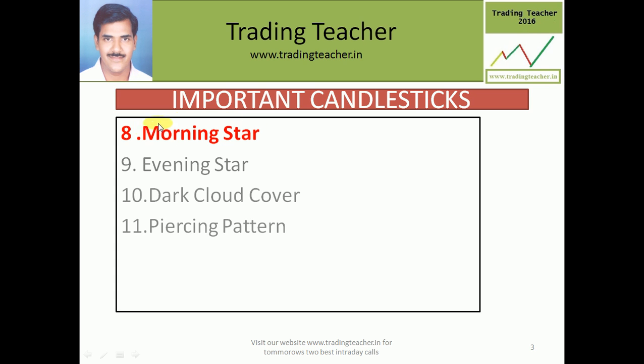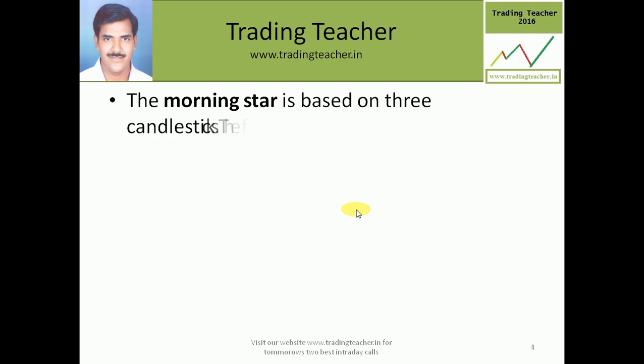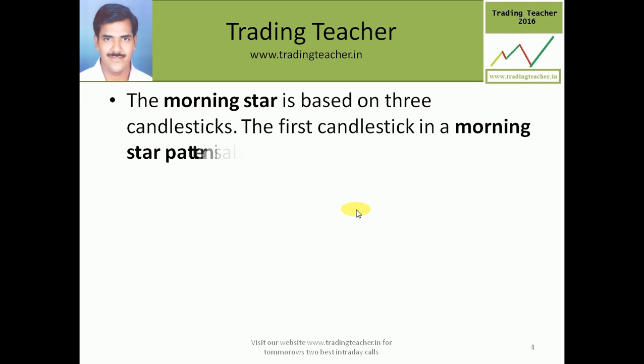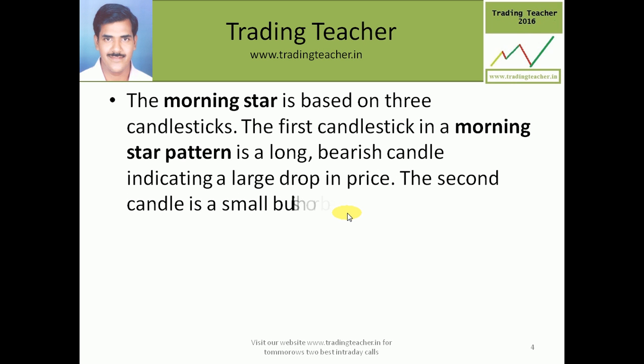So what is meant by the morning star pattern? We should learn about that. The morning star pattern consists of 3 candlesticks, and it is a very important and very strong pattern indicating the market can go ahead on the bullish side. I have written the definition here: the morning star is based on 3 candlesticks.